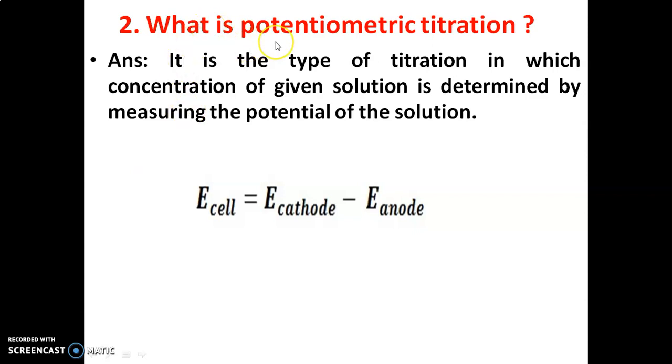Second question: what is potentiometric titration? It is a type of titration in which the concentration of the given solution is determined by measuring the potential of the solution. Here we measure the concentration of the solution by finding the potential of the given solution. The expression is E cell is equal to E cathode minus E anode.